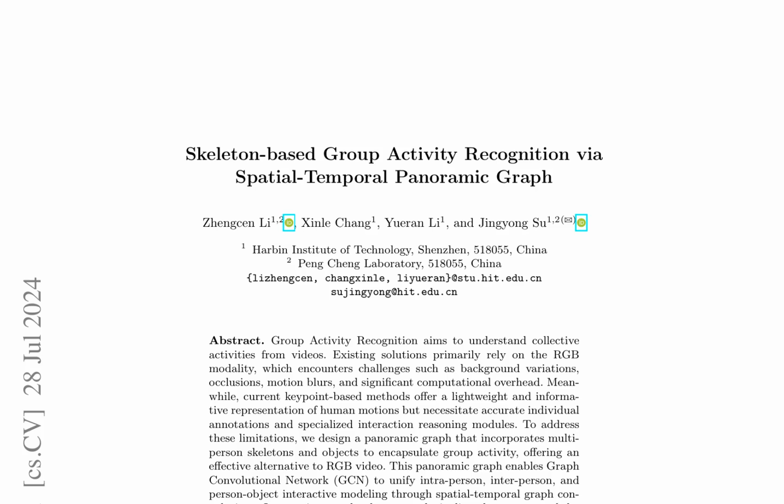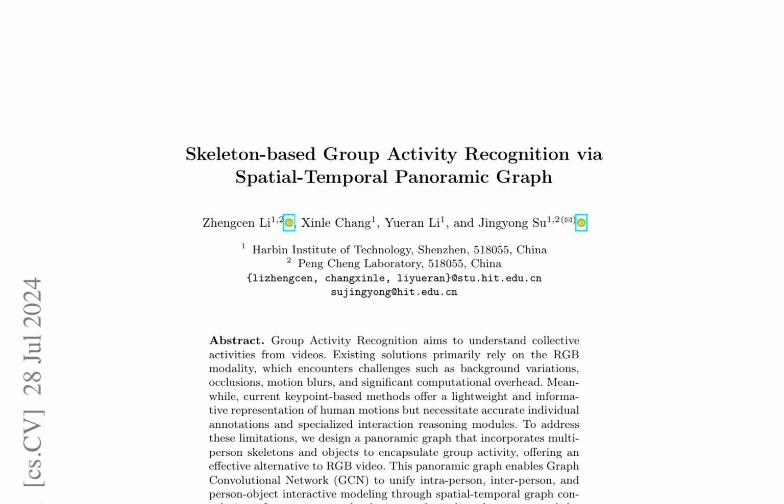Group activity recognition (GAR) aims to classify collective activities from videos, which is essential for video understanding and has various applications. Existing RGB-based methods encounter challenges such as background variations, occlusions, and significant computational overhead.